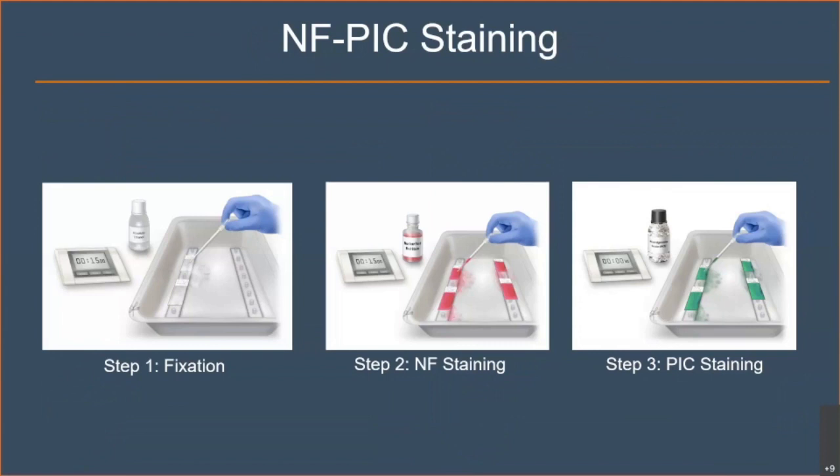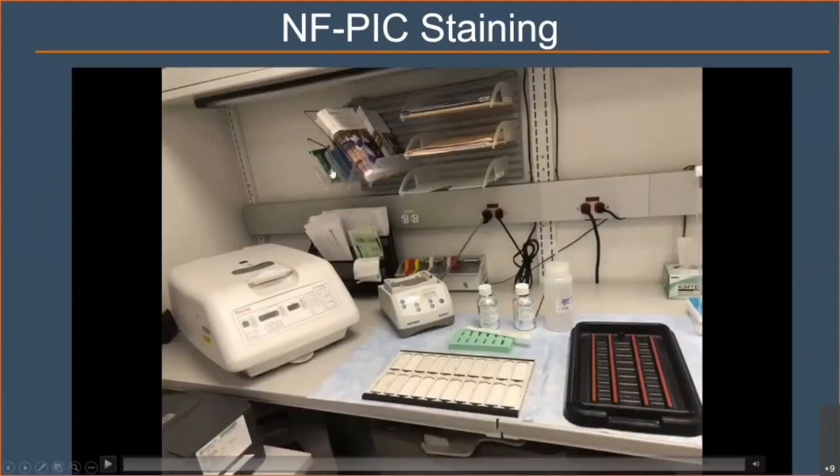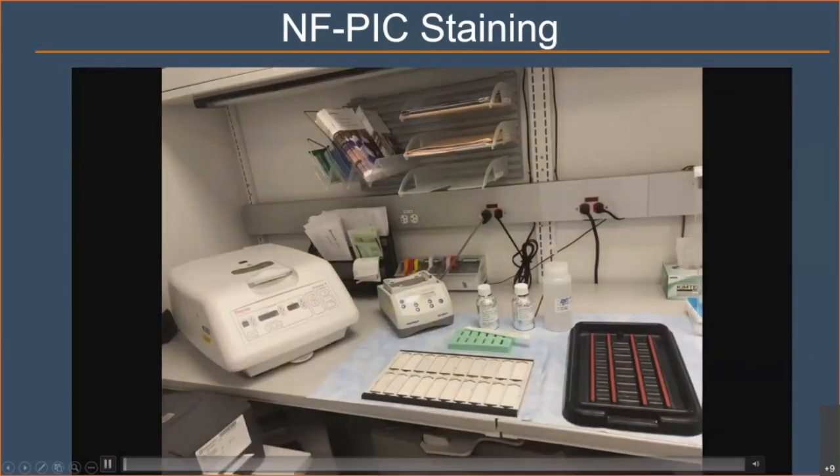Once the cytospin slides have been prepared, they are fixed, and the second step is the staining using the nuclear fast stain. This is done for 15 minutes, followed by a quick staining with picro-indigo-carmine. Next slide, please. Here I would like to show you the video clip showing how the staining is done.